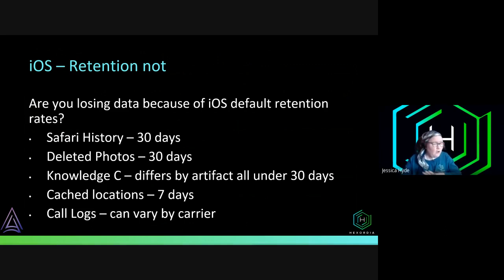And Knowledge C data, please go look at Sarah's Mac4n6.com or her previous presentations at places like the SANS DFIR Summit, and you will see all that great rich data. Those artifacts vary in length between 7 to 28 days for how long they hold. And every single day you're losing data. Your cached locations, a very rich data set of geolocations, every single day it's dropping data. Your call logs, that data is dropped continually. It does vary by carrier how long it's happening. But just know that every day you wait, you lose information.